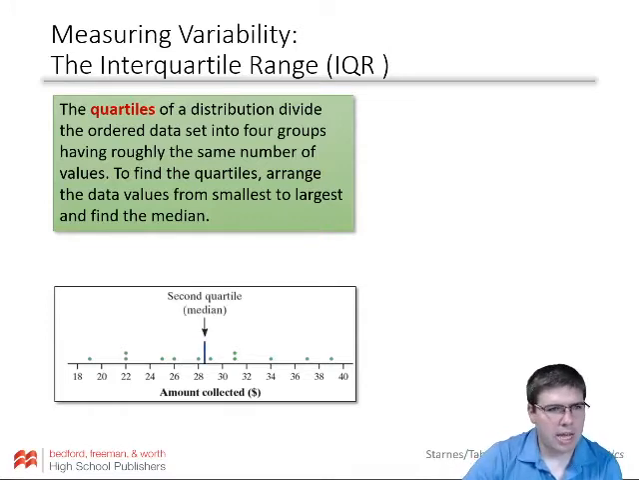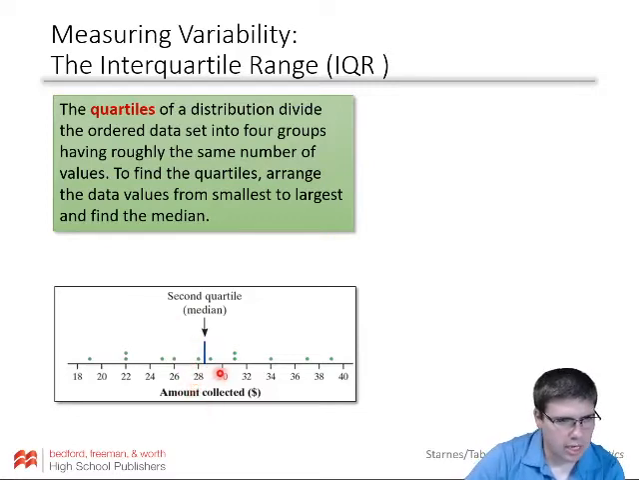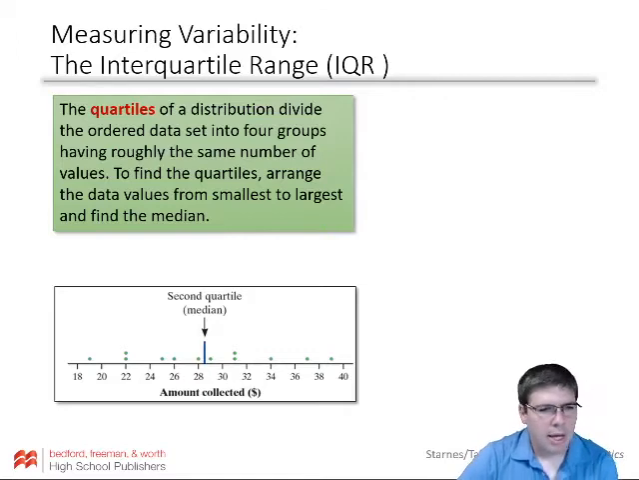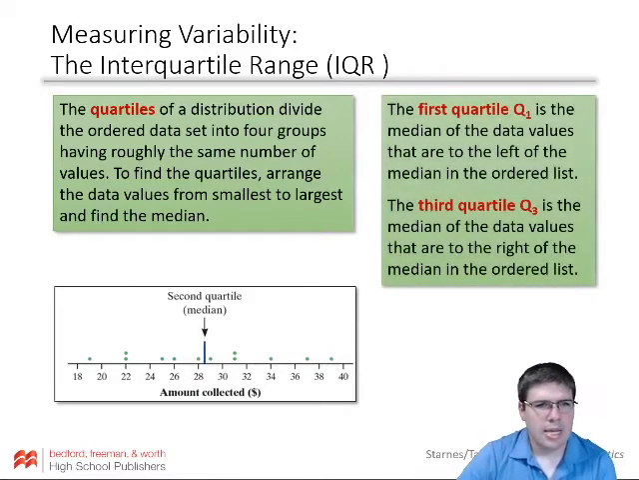Because of the number of data values here, we've got 6 on the left half, 6 on the right half. It splits there, and so our median would be between the 28 and 29, so our median is 28.5. Then to find our quartiles, we go halfway in each half.